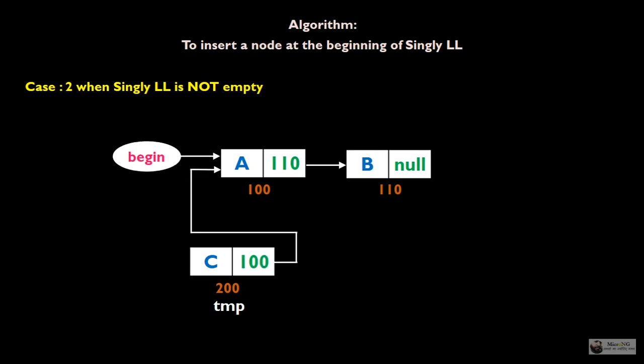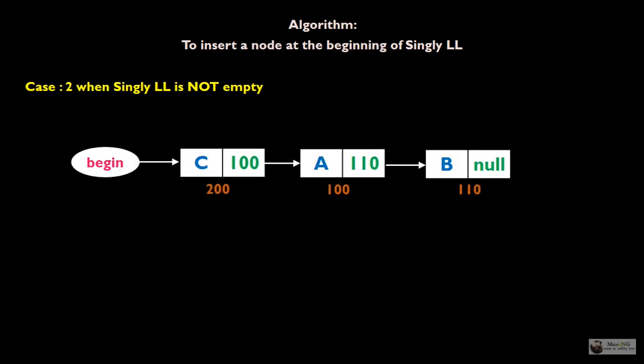And then begin has to come and point to temp, so that C will get joined at the beginning of single linked list. So first node is now C, next is A, next is B. So C has been inserted at the beginning when the single linked list is not empty, where some values are already there.